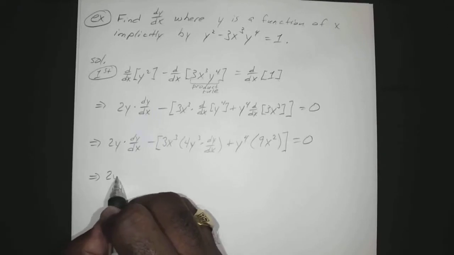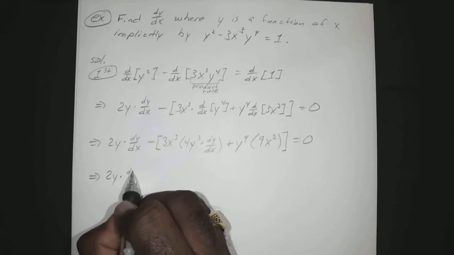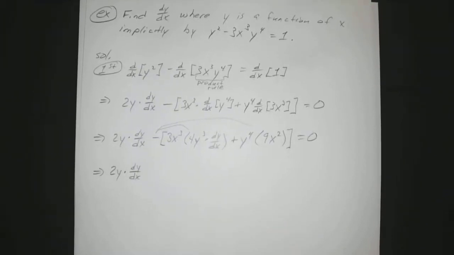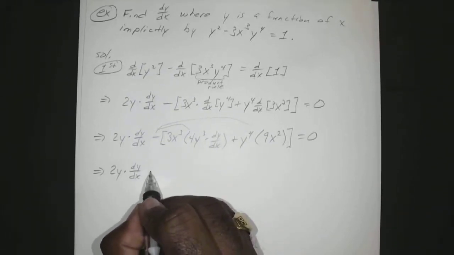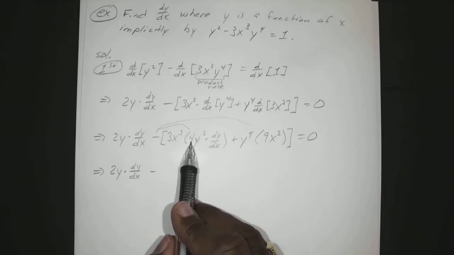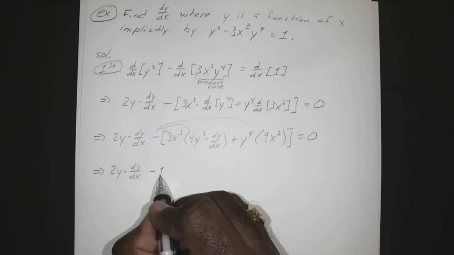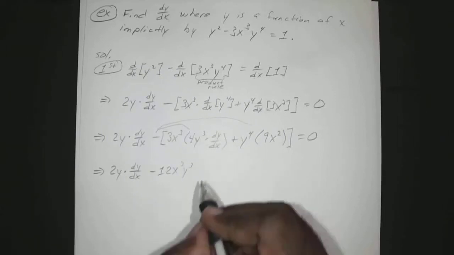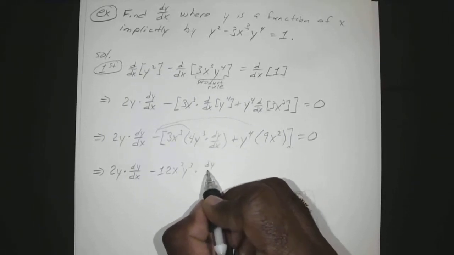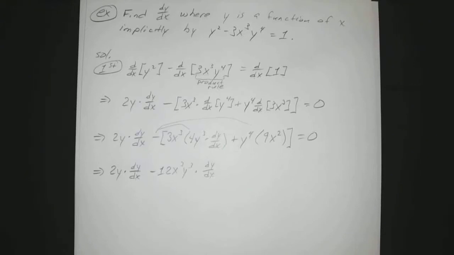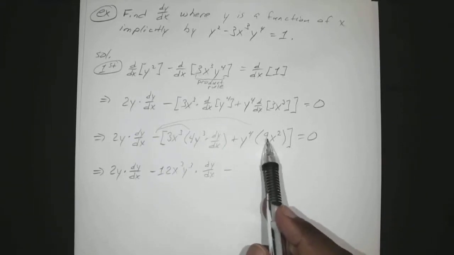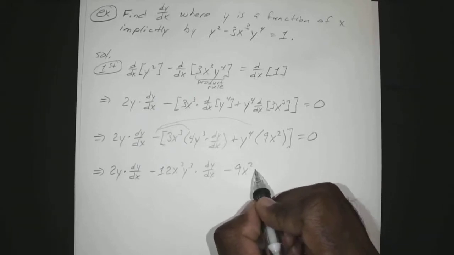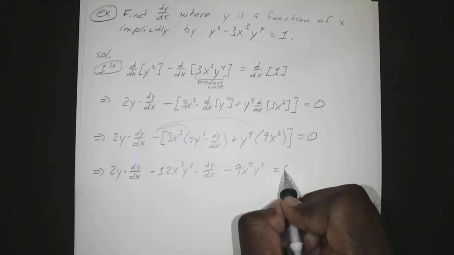So that means we have 2y times dy/dx. And if we go ahead and distribute our negative, minus, and we can go ahead and make that 3 times 4, which is 12, x to the third, y to the third, times dy/dx, minus 9x squared y to the fourth, equals 0.